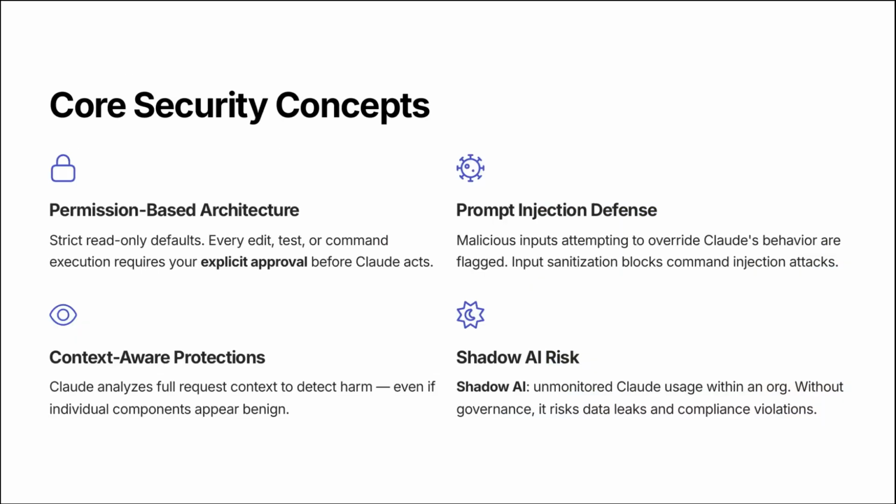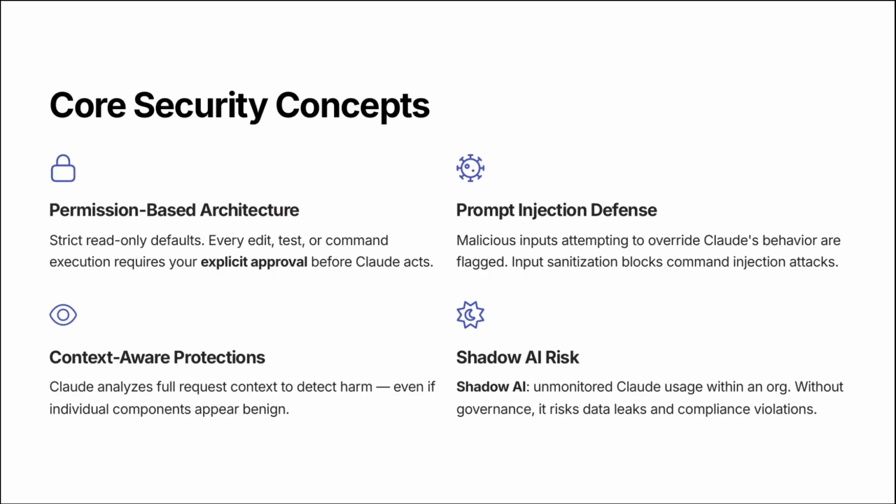Moving on to some core security concepts that are crucial in understanding how Claude Code operates. Firstly, we have a permission-based architecture. This means that Claude operates on strict read-only defaults. Every test, edit, or command execution that Claude performs requires your explicit approval before it acts. This ensures that you have full control over what changes are made in your codebase.